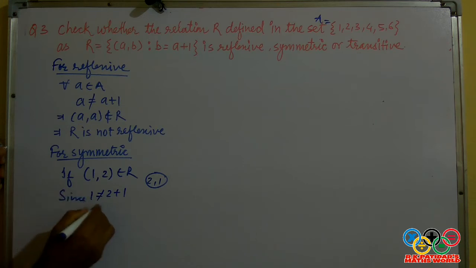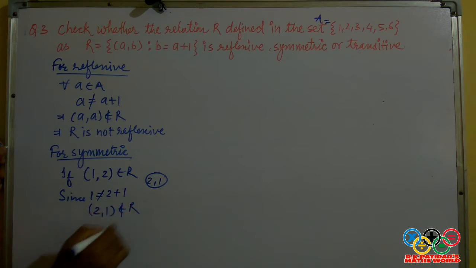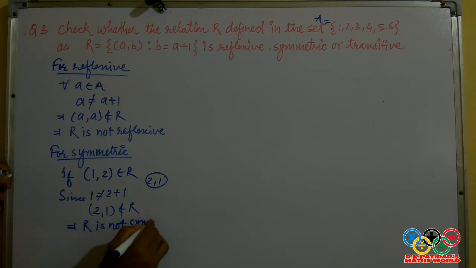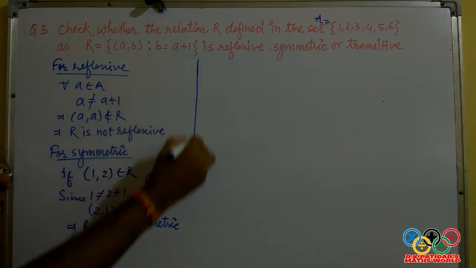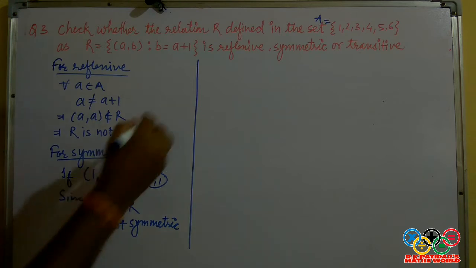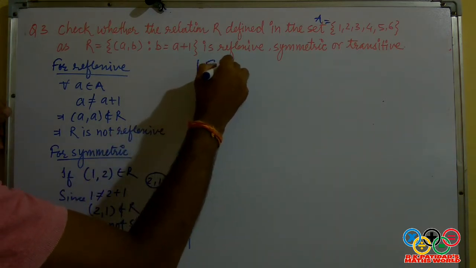ये ट्रू नहीं है. इसका मतलब क्या होगा? (2, 1) does not belong to R. If (2, 1) does not belong to R, means R is not symmetric. This is not symmetric relation.